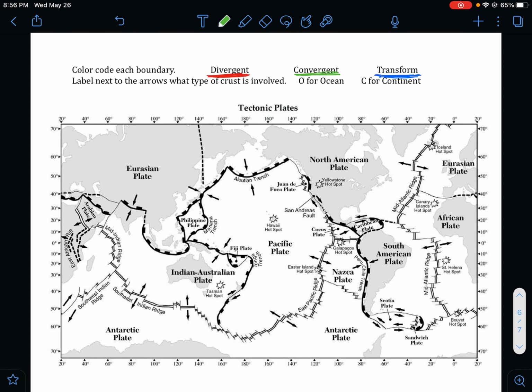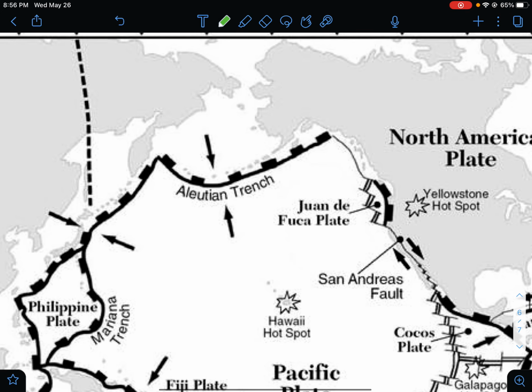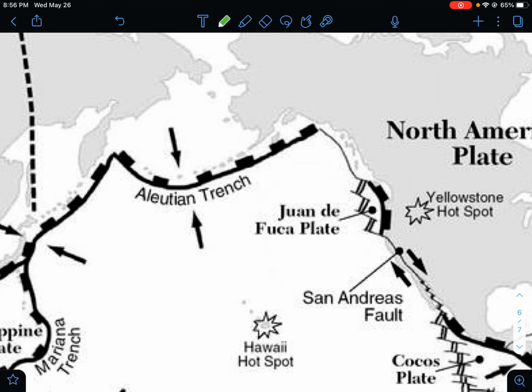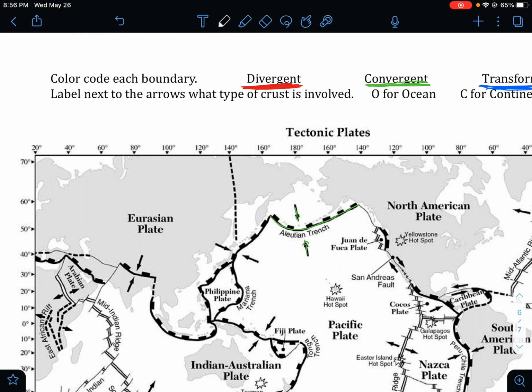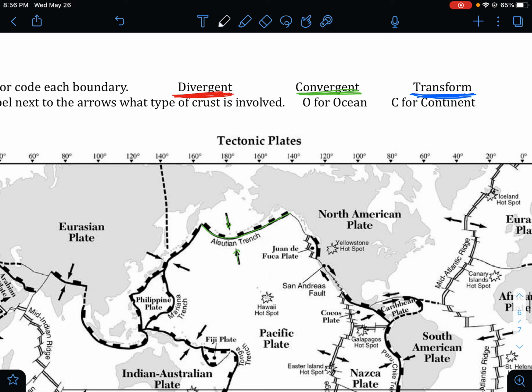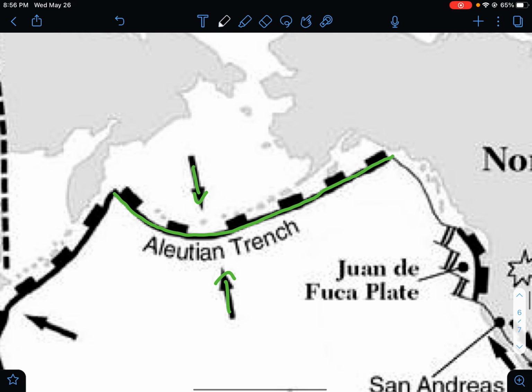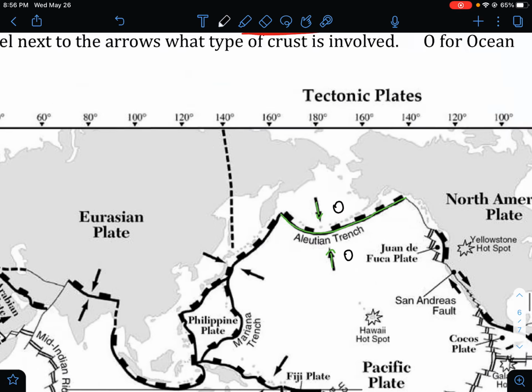So for example, since I'm so kind, I will do one for you here. I see one at the Aleutian Trench. I see that these two arrows are going into each other. So I know that that has to be a convergent boundary. Now there's one more piece here. It says label next to the arrows what type of crust is involved. So O for ocean and C for continent. Well, if I'm looking up here, I can see that this is ocean, ocean. So this is all ocean up top here, and it's ocean down here in the Pacific plate. So I know that that's ocean, ocean, and that's a convergent boundary.